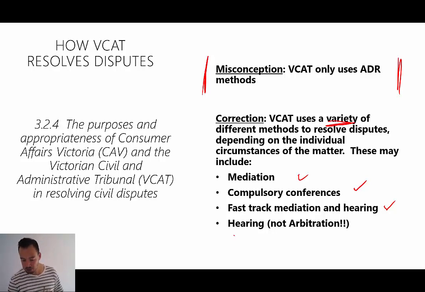Or ultimately, VCAT is able to hold hearings where they hand down a legally binding order at the end of them. And it's important to note that these VCAT hearings are not arbitration. So arbitration is a different thing that you sign up for, and you usually get an arbitrator from a private company like the Melbourne Arbitration Centre. A VCAT hearing is its own special thing, it's not quite a trial, but it's not arbitration.